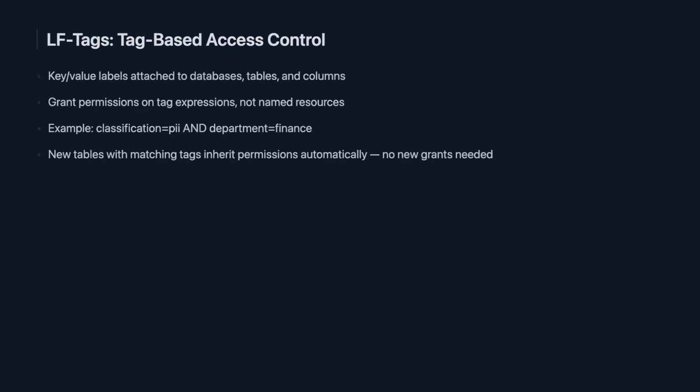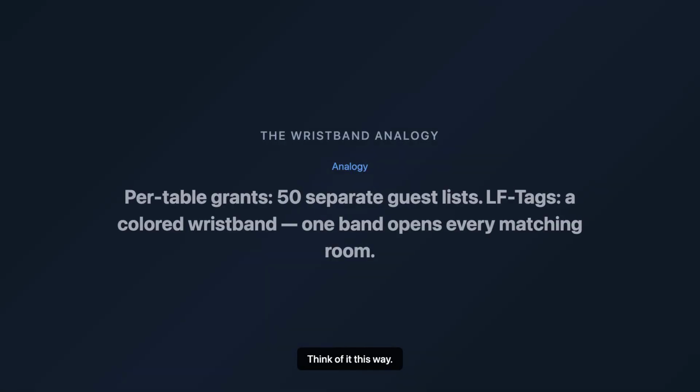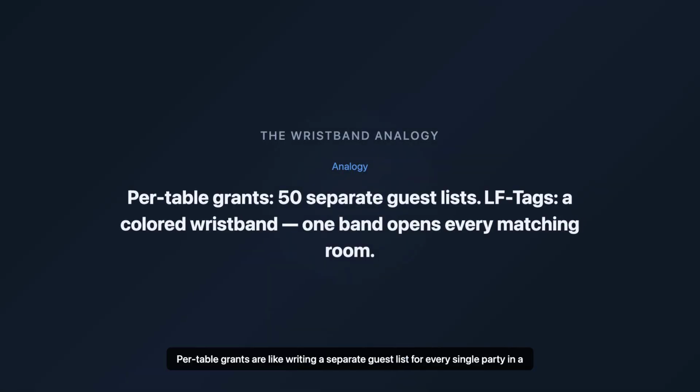This is why Amazon Web Services officially recommends LF tags as the default approach when you have lots of catalog objects. Think of it this way: per table grants are like writing a separate guest list for every single party in a building. 50 parties, 50 lists, and you have to update all of them every time a guest joins. LF tags are colored wristbands at the door. Green wristband gets you into every green tagged room. Add a new green room next week. The wristbands already work. That's the operational shift.